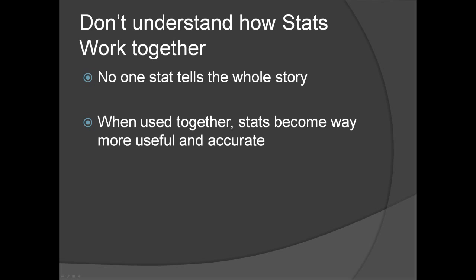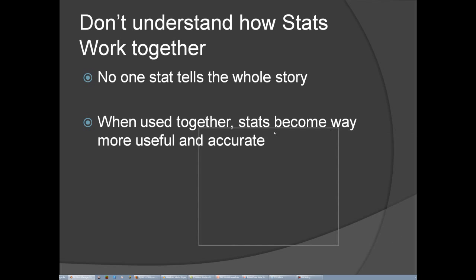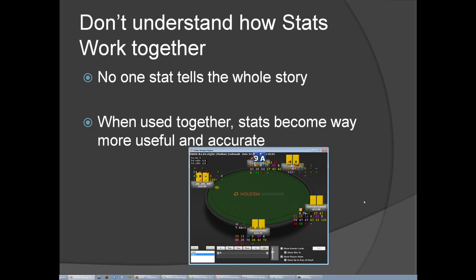Real quick, no one stat tells the whole story, and when used together, stats become way more useful and accurate. So, again, if we bring up this hand example here, we can say, okay, this particular player opens from middle position 16% of the time, and they fold to 3-bets 63% of the time. Now, taking one step further, we can see when they open from middle position, they fold to 3-bets 73% of the time.